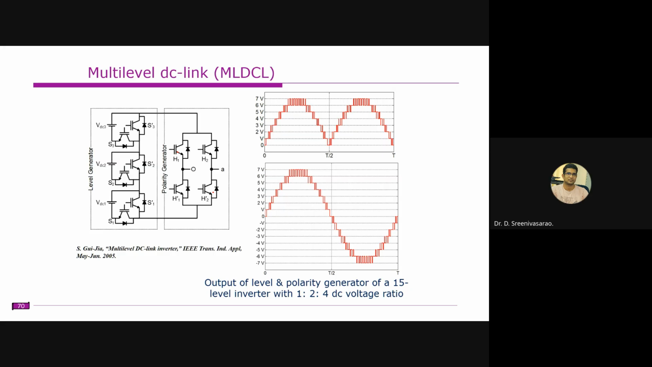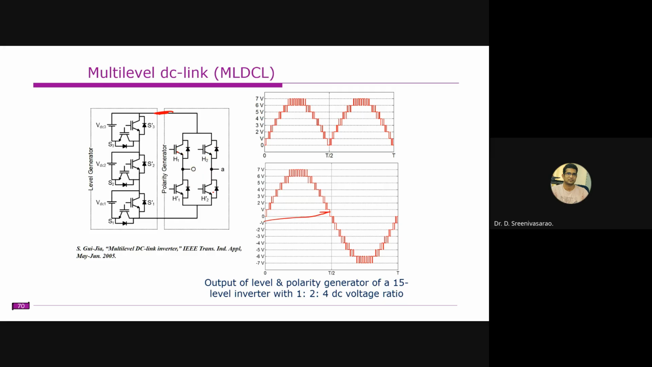So one disadvantage is that these switches in this H bridge, the maximum voltage in this case is 3 VDC, so all these switches must withstand 3 VDC voltage. That is one disadvantage. But the advantage is that these switches are not operating at the PWM frequency. These are operating at the fundamental frequency.